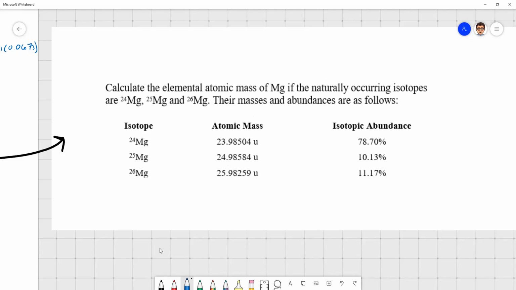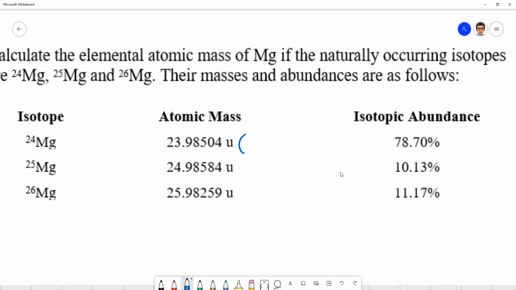So first things first, we want to take this atomic mass and simply multiply it by what? That isotopic abundance, or 0.7870. All I did was move that decimal over 2 places. Let's do it again here because we're going to add these together. We're going to take this value and multiply it by 0.1013. And then finally, let's do the same with this right here, 0.1117. We're going to multiply these 3 values together. I'm going to save you guys some time and just talk over the mic while we get this figured out.